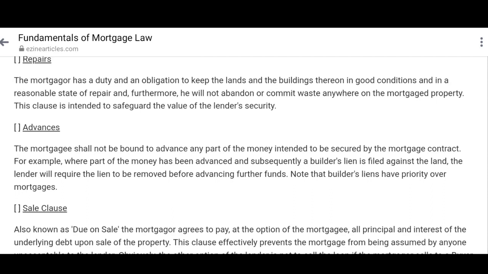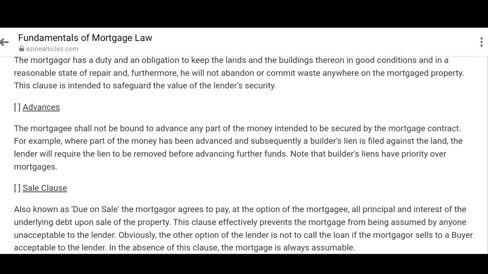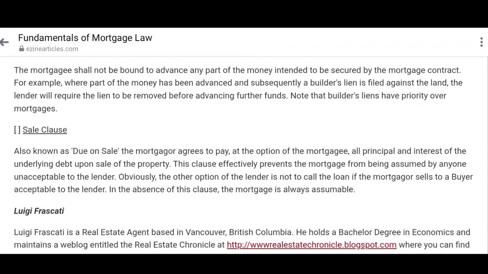Number 10. The mortgagor has a duty and obligation to keep the lands and the buildings thereon in good condition and in a reasonable state of repair, and furthermore he will not abandon or commit waste anywhere on the mortgaged property. This clause is intended to safeguard the value of the security.